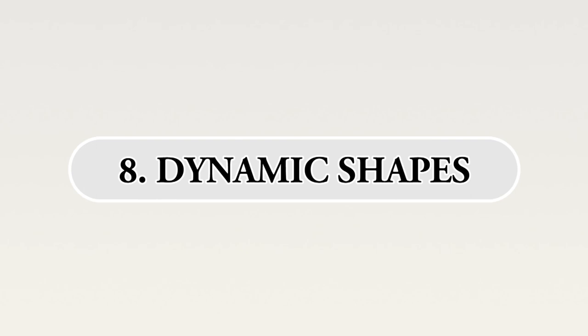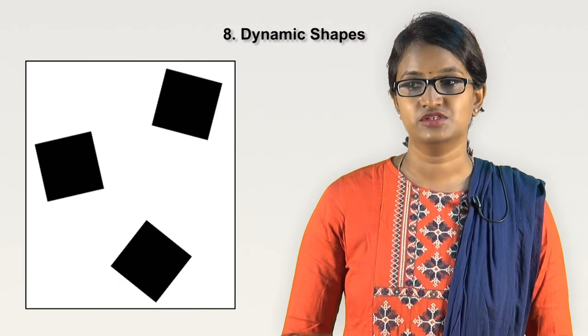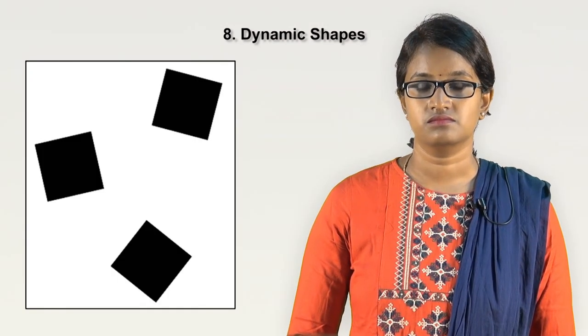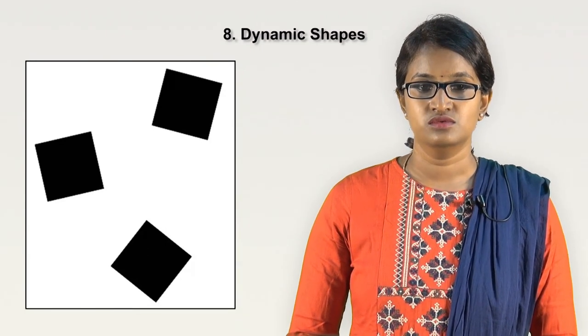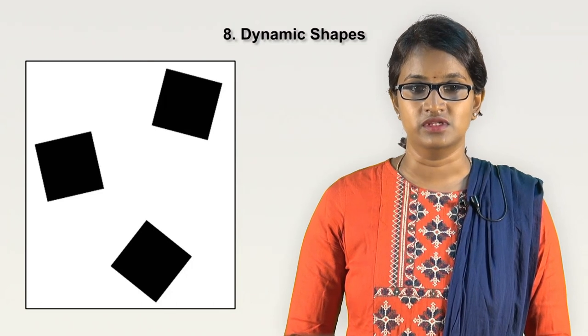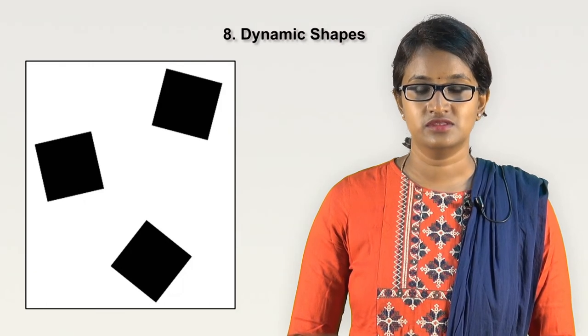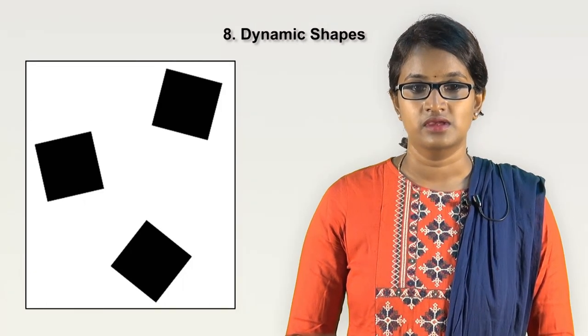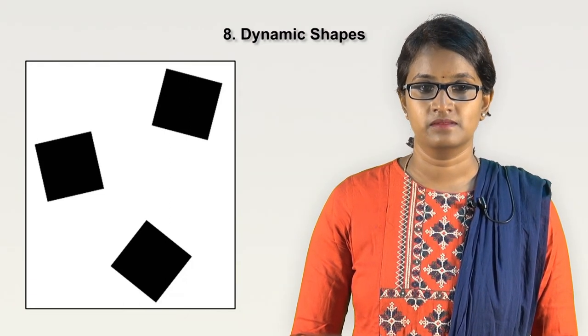Dynamic shapes. Dynamic composition alternatively uses many diagonal lines generally. Diagonals are rather disquieting, which results in a sense of movement, energy, and excitement that generates from a dynamic composition.